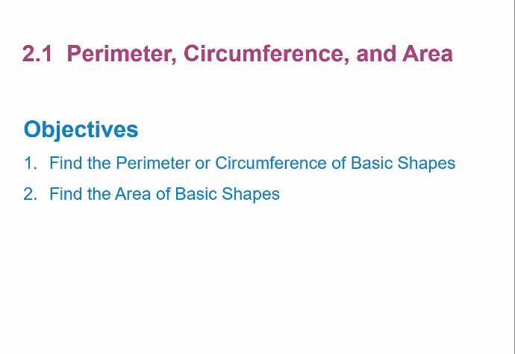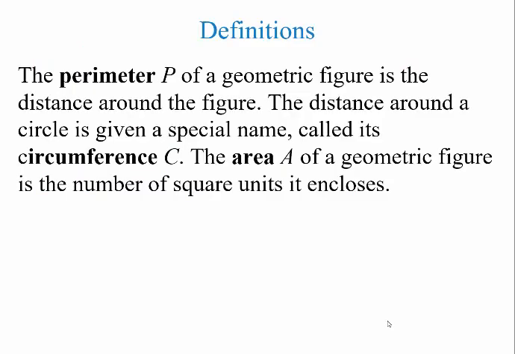So we have two objectives. We want to find the perimeter and circumference of basic shapes. And then the second one is we want to find areas of basic shapes. So let's start with some definitions.